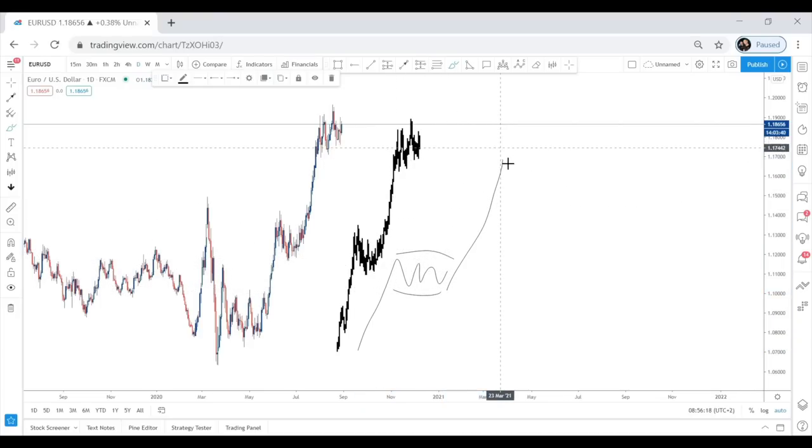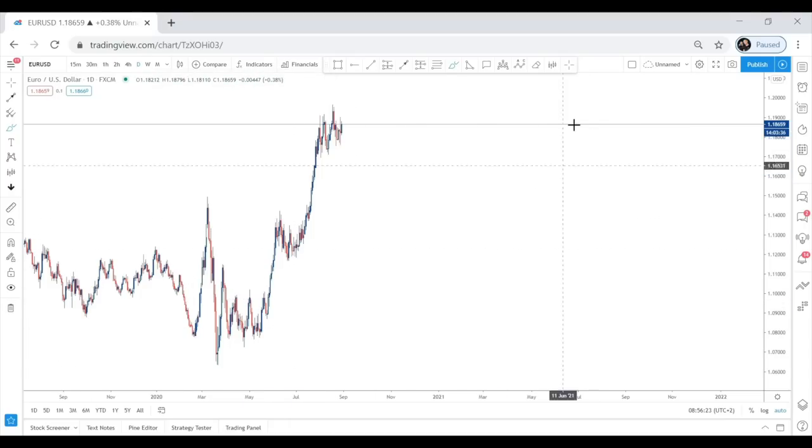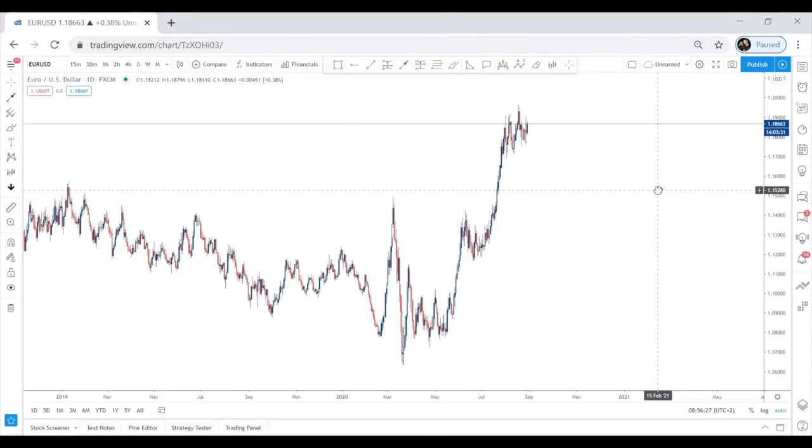Then impulse again, now we're having a correction. As you can see, it's pretty clear to understand these things. So now we're going to spot our rectangle shape. What do we have? We don't see any in between these lines. However, I'm seeing a bit of price right here.